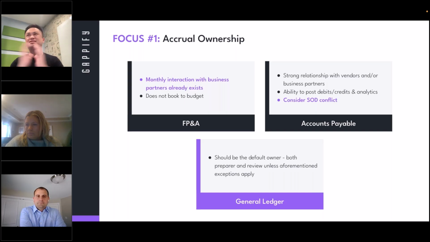So keep in mind that I know certain shops have certain owners own accruals because that's the way it's been done forever. But keep these points in mind, and maybe you revert to still the same party that's doing accruals now. But I really do think positioning your process to be performed by the right team is fundamental to running a strong accrual process.